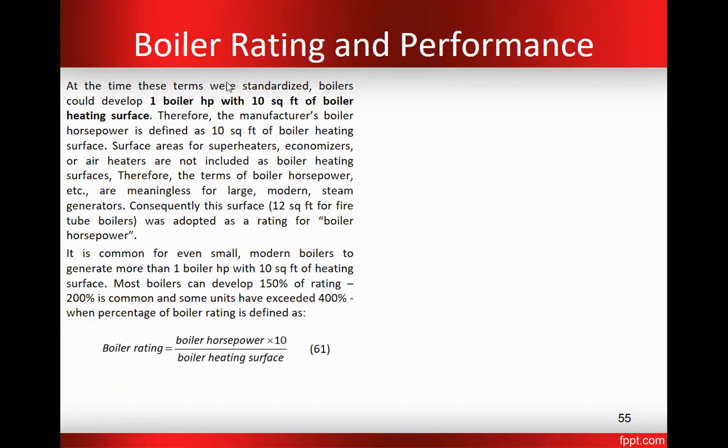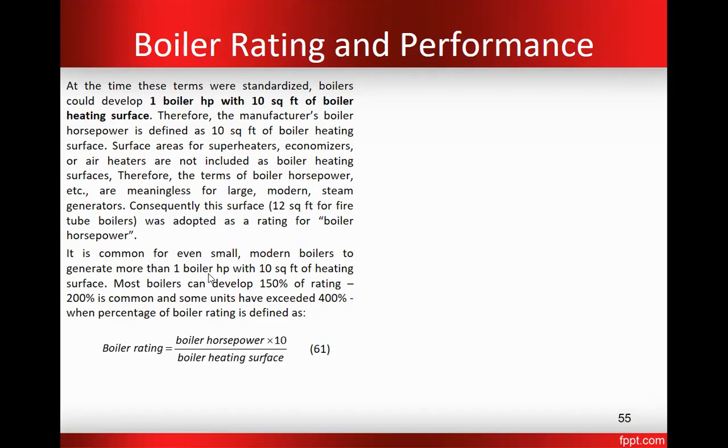At the time, these terms were standardized for boilers. Boilers could develop one boiler's power with 10 square feet of boiler heating surface. Therefore, the manufacturer's boiler's power is defined as 10 square feet of boiler heating surface. Surface areas for superheaters, economizers, or air heaters are not included as boiler heating surfaces. Therefore, the terms of boiler's power are meaningless for large modern steam generators. Consequently, 12 square feet for fire tube boilers was adopted as a rating for boiler's power. So take note, this 10 square feet is for water tube and 12 square feet is for fire tube.